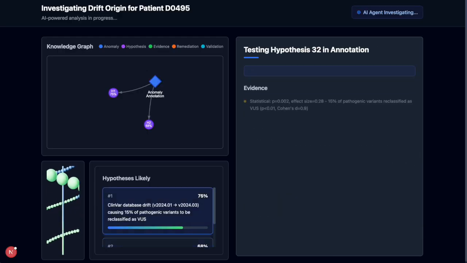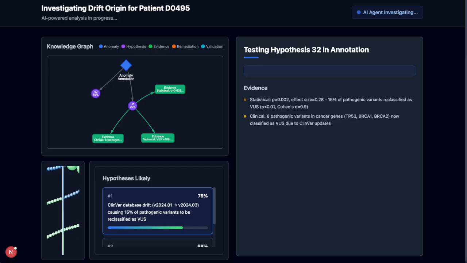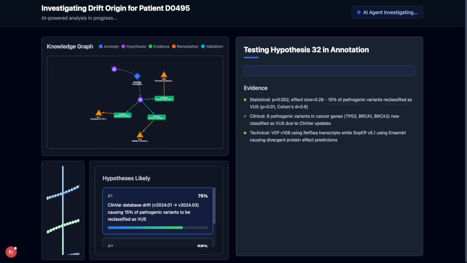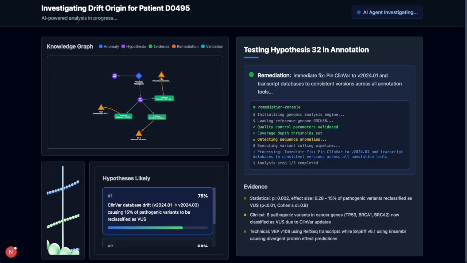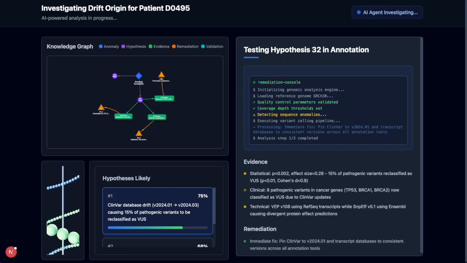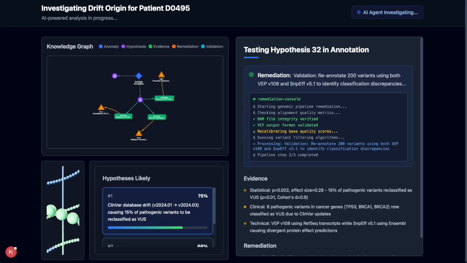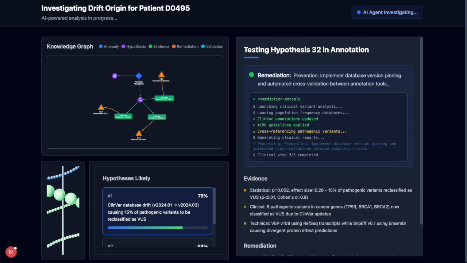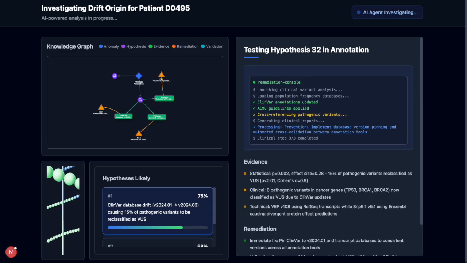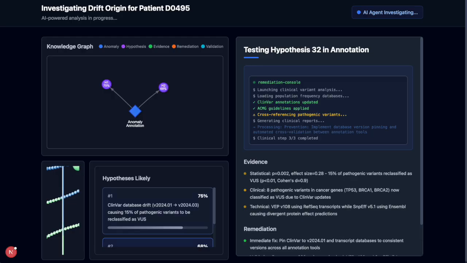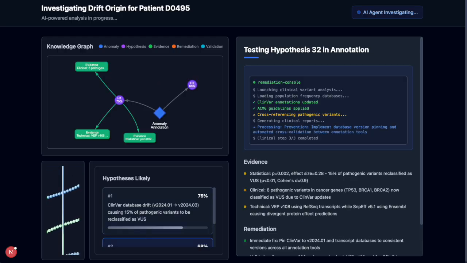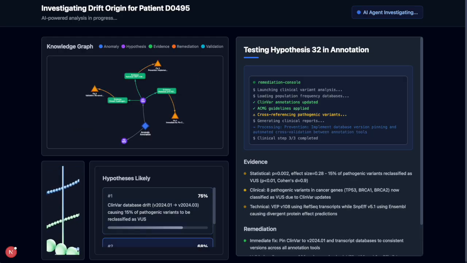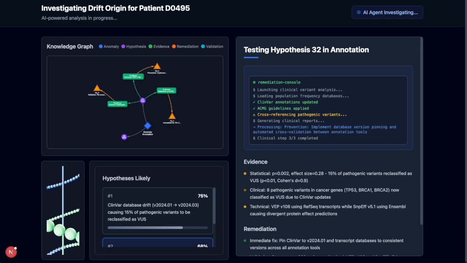Afterwards is the most important stage, which is remediation. So once weak branches are pruned, and once a hypothesis is strongly supported, GeneScope doesn't just stop at pointing to the problem, it actively tests fixes. For example, if the issue is an annotation schema drift, the backend would execute reannotation with pinned database versions by running VEP commands in the live terminal, as can be seen.